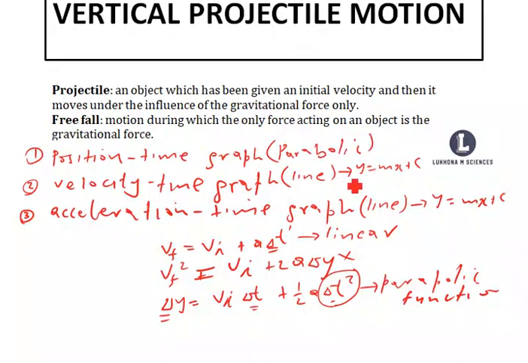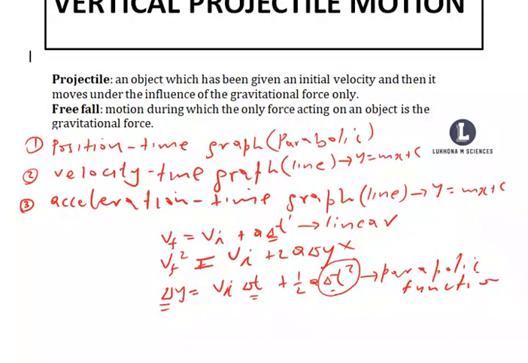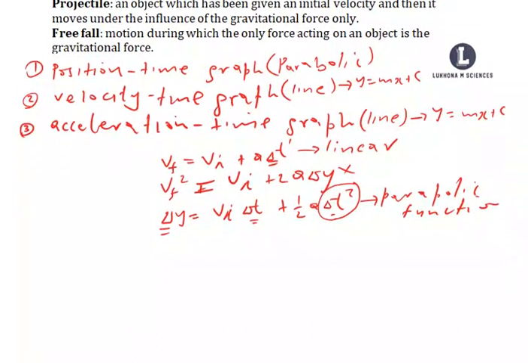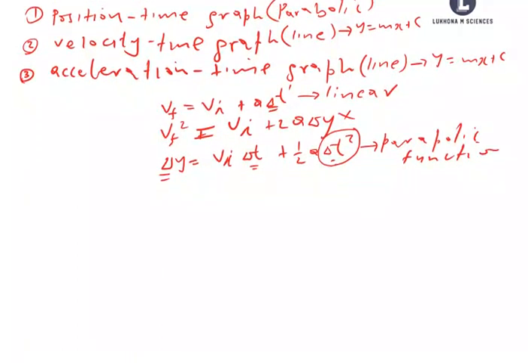Okay, so we have this information now that the position time graph is parabolic, the velocity time graph is linear, and the acceleration is linear. So we are going to start with the position time graph. Let's take an example of a stone that was thrown vertically upwards.